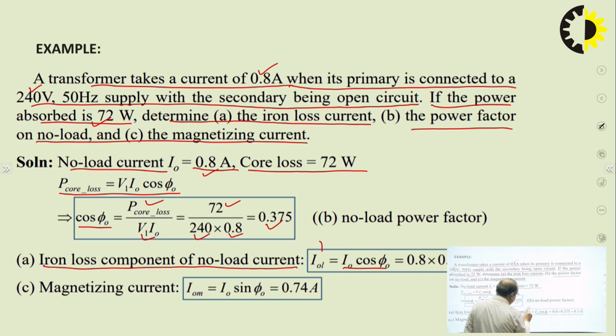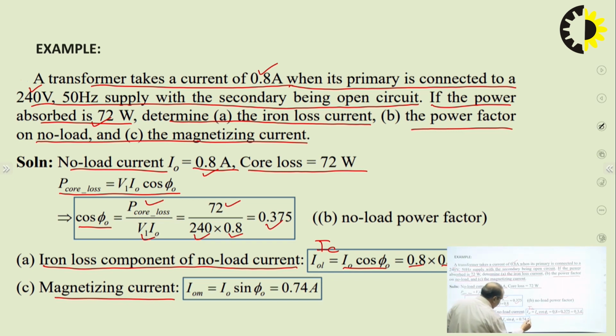This is IC, the core loss component of no load current. So I naught is 0.8, cos phi naught is 0.375, that we have already found. So this comes out as 0.3 ampere. Similarly, the magnetizing component of no load current, that is I phi.